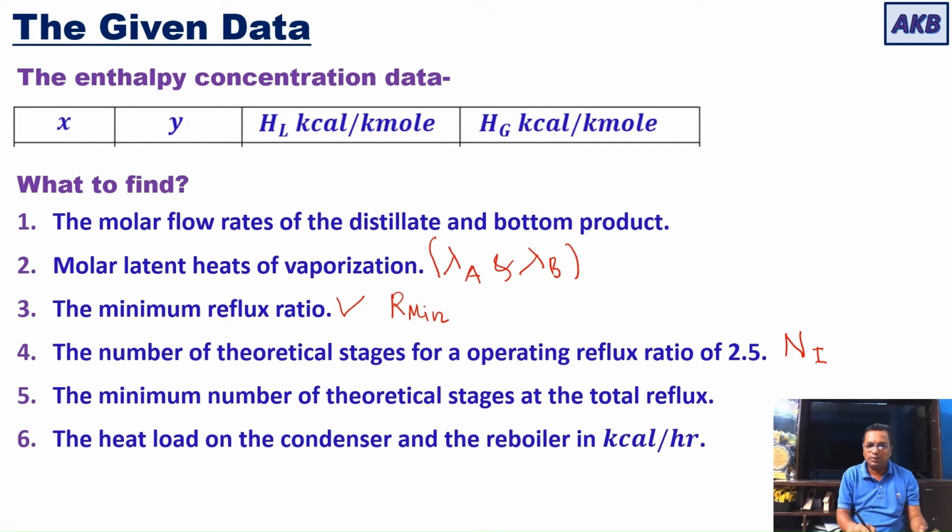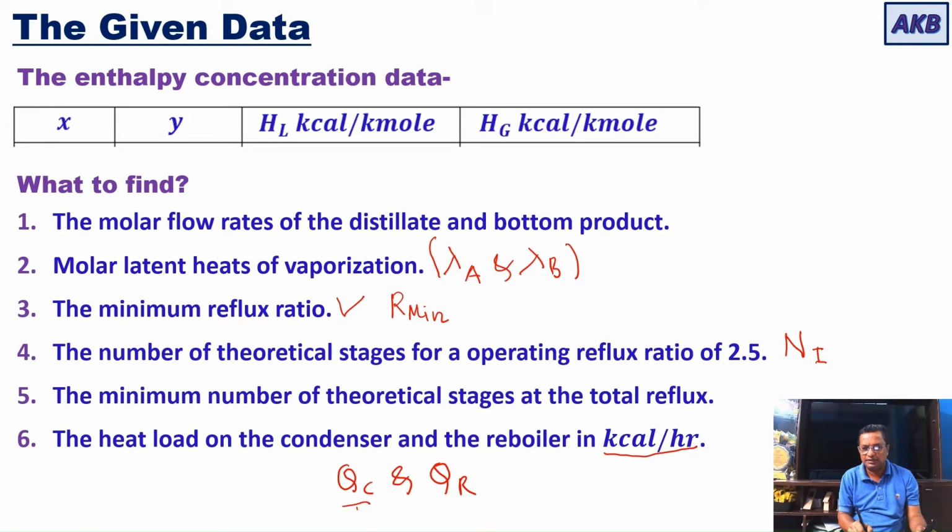Then the minimum number of theoretical stages which come into picture when the column operates at total reflux, that also we are going to find out. And finally, we are going to calculate the heat load on the condenser and the reboiler in kilocalories per hour. So we are going to find QC and we are going to find QR.